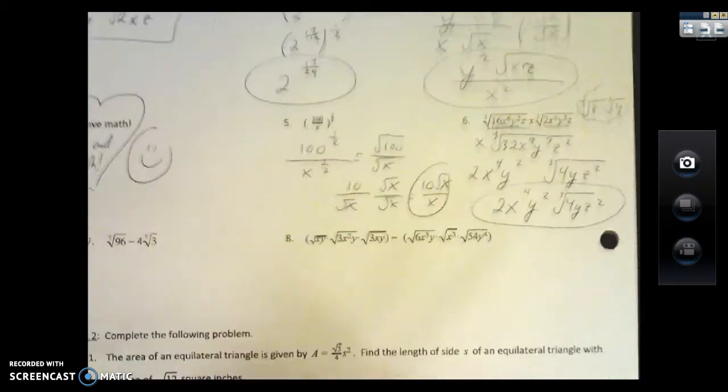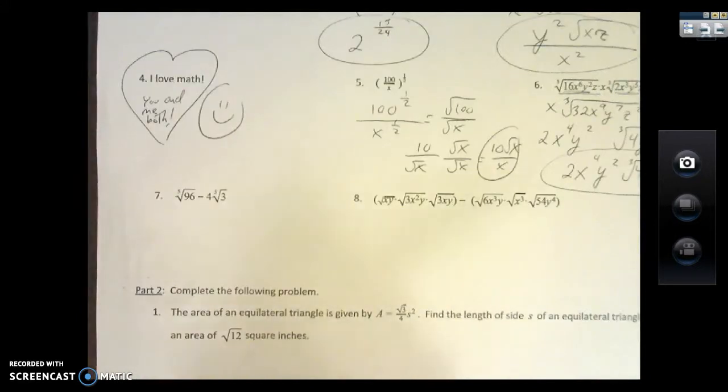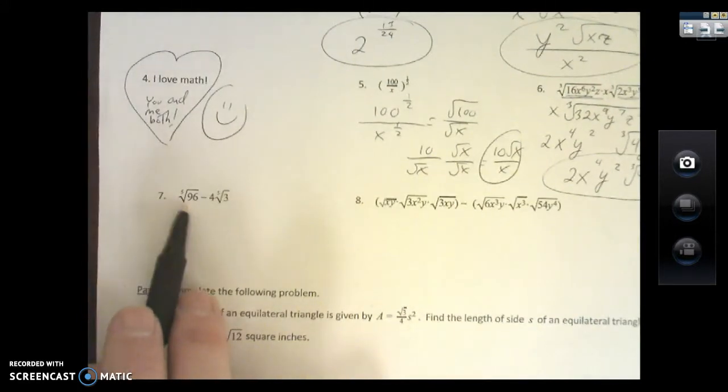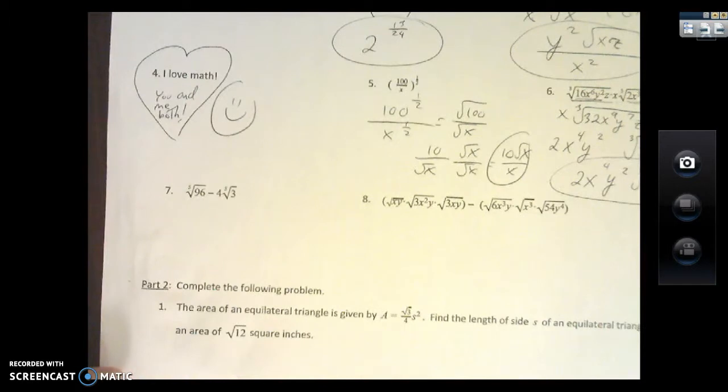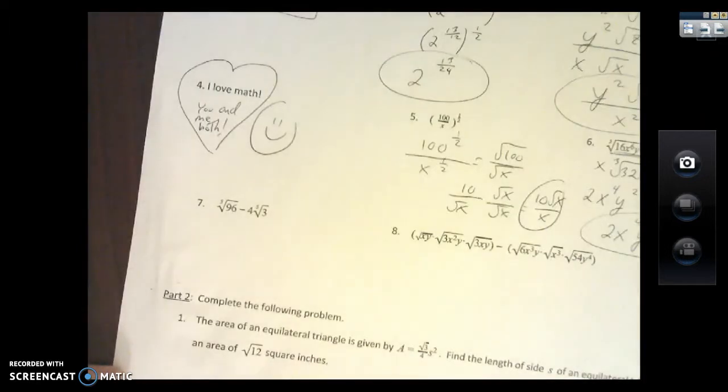Okay, cool. Number 7. I've got to break this down. It's the fifth root of 96. Fifth roots. Normally I'm dealing with powers of 2: 2, 4, 8, 16, 32. So can 32 go into 96? Indeed it can. It's early in the morning, bear with me. It goes in 3 times.